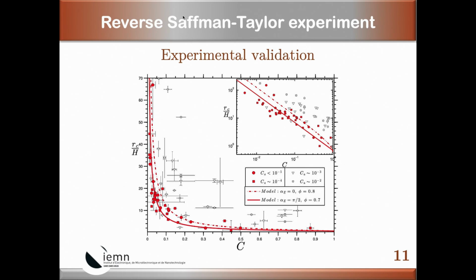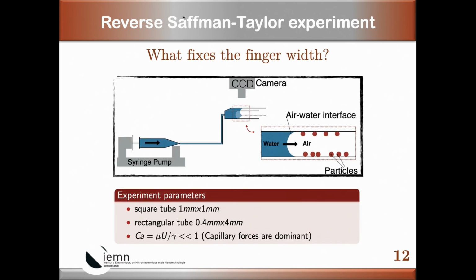So we did it for different wetting angles, but basically you see that we are able to reproduce the time when the instability occurs pretty well. So this means that our explanation that the instability occurs when you have no more space to integrate the particles seems to be correct. So then, what fixes the finger width?